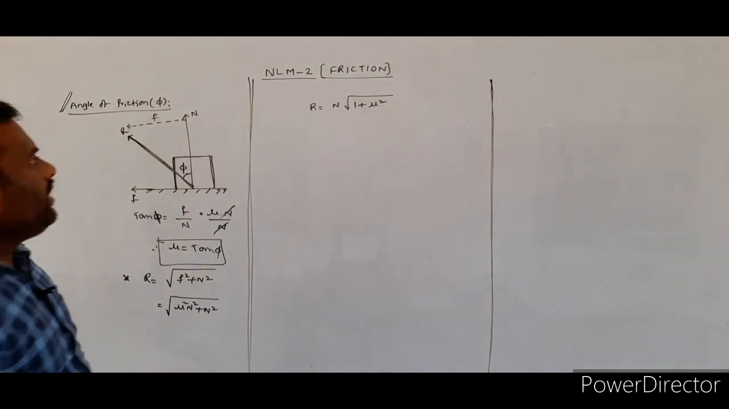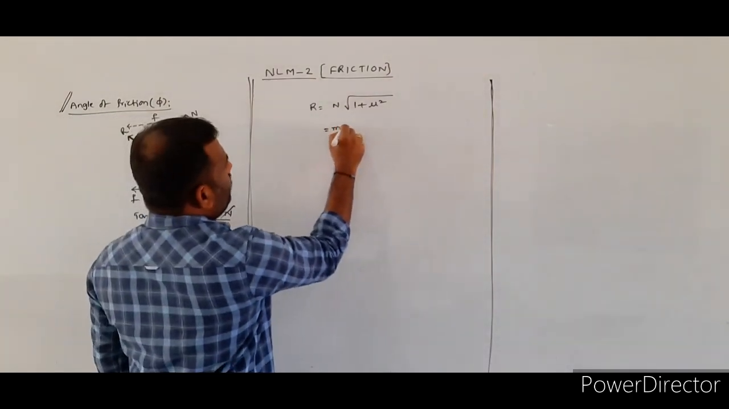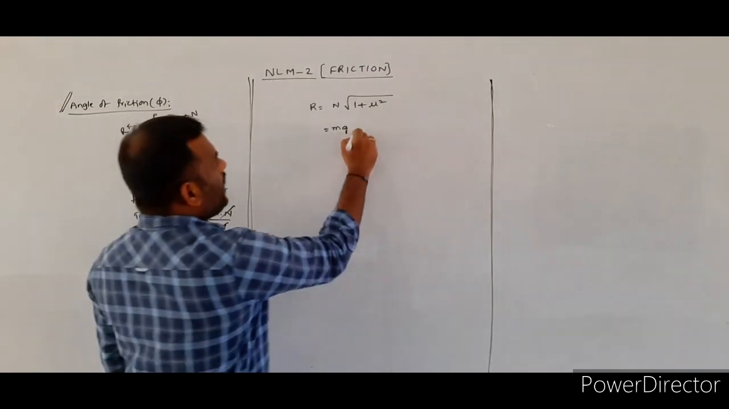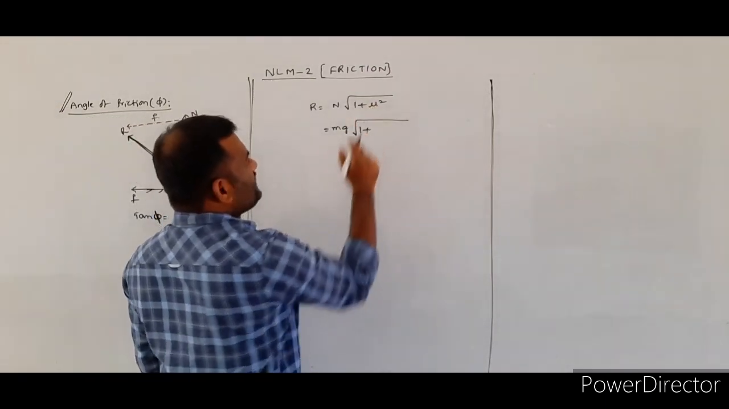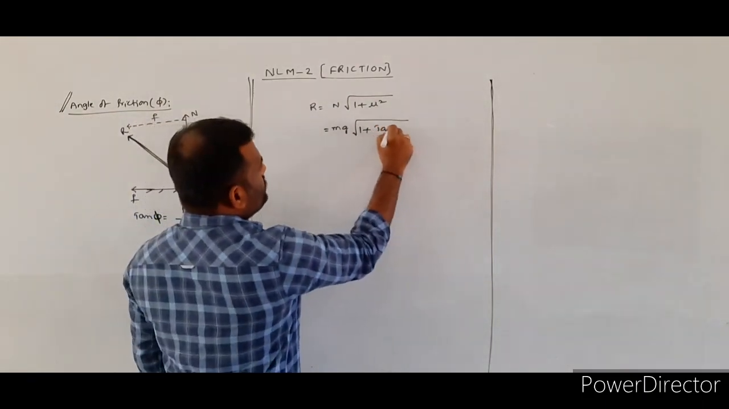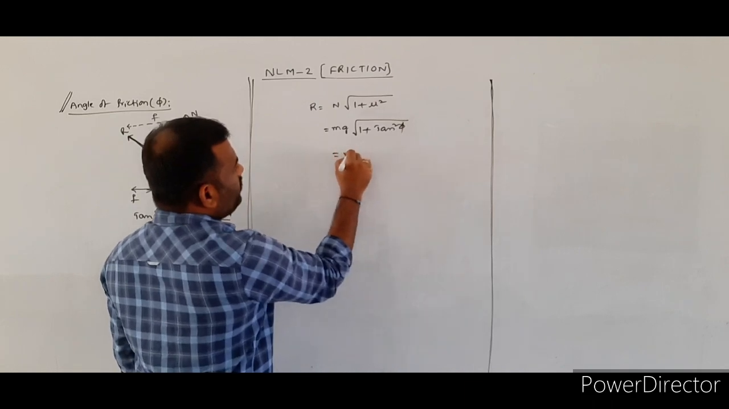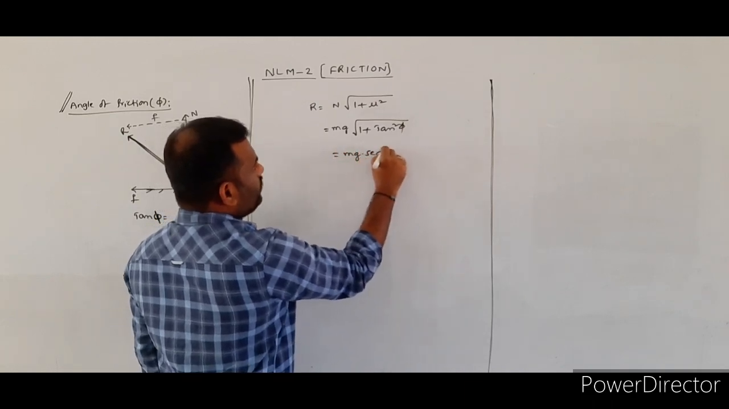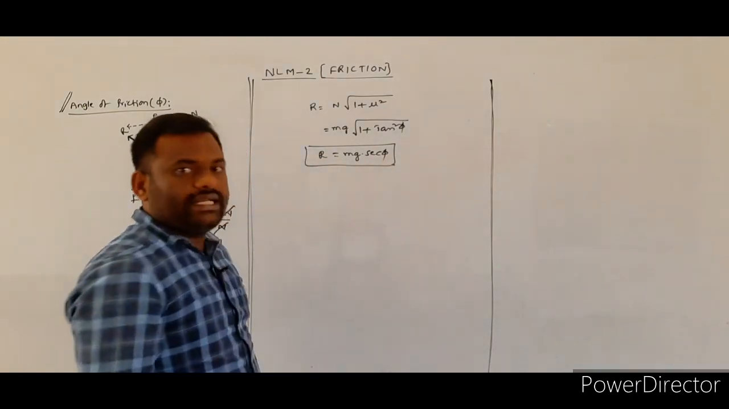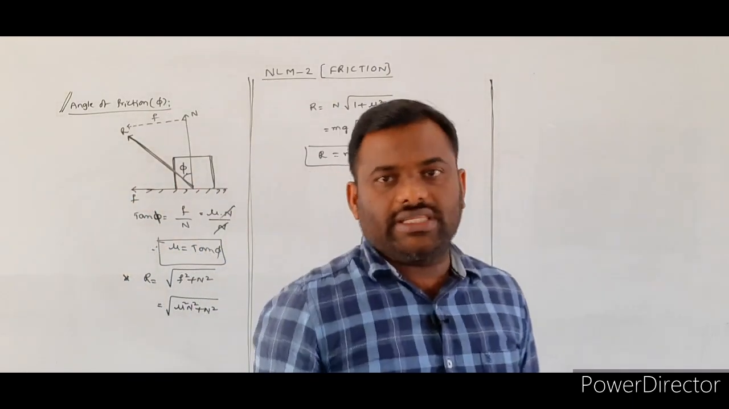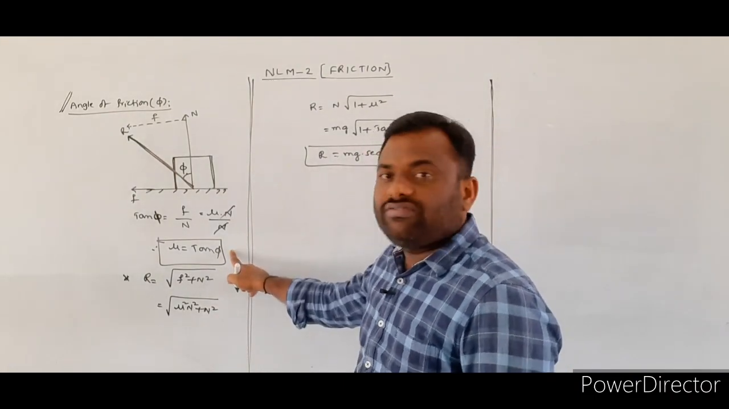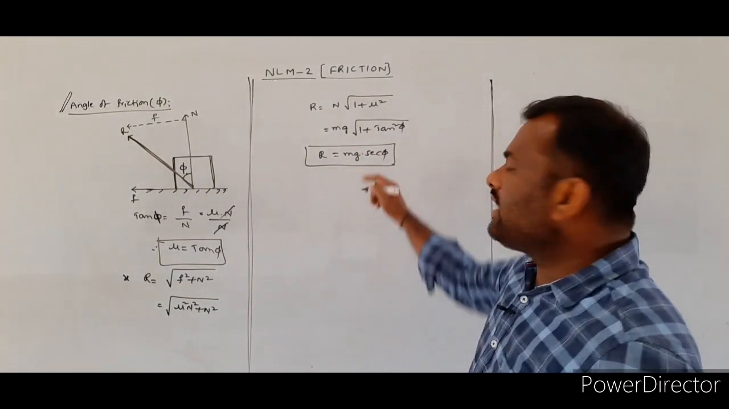From this diagram, the normal reaction value is equal to the weight of the block, and the square root of 1 plus mu square. Mu is equal to tan phi, as you already know, so 1 plus tan square phi. So this value becomes mg into sec phi. This is another expression for the resultant contact force. Like this we have to calculate the angle of friction as well as the resultant contact force.